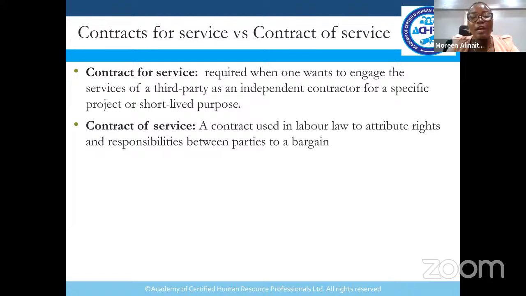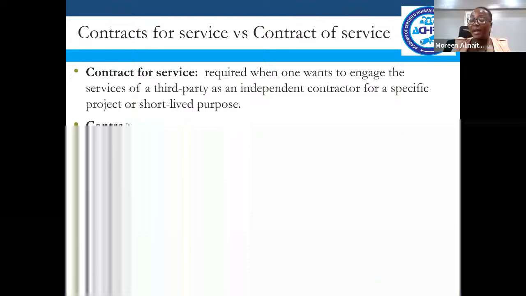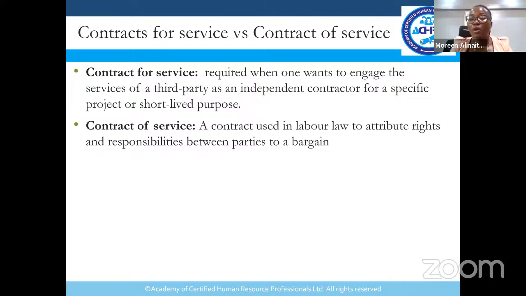On the other hand, a contract of service is a contract used in labor law to attribute rights and obligations between the parties to the bargain. So what we are interested in today is the contract of service. This is what is governed by the employment laws. All the labor laws govern this contract of service. That is the one that establishes the employer-employee relationship. Without this, there are no rights, there are no obligations.